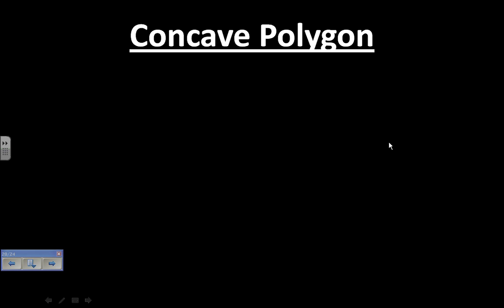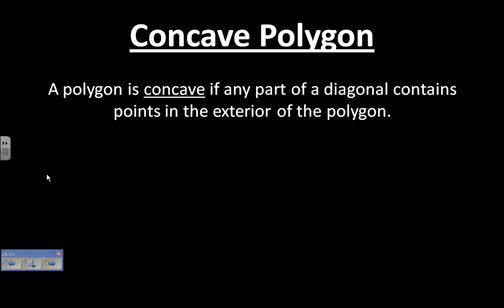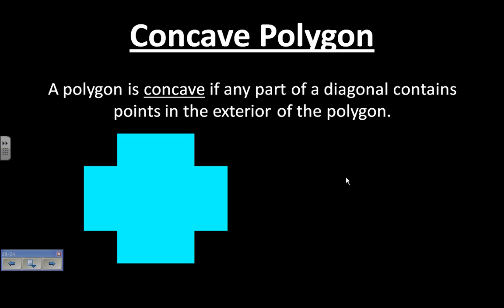All right. Concave. Think of caving in, right? What's a cave in? Things go inside. Officially, your definition is if any part of a diagonal contains exterior points, meaning if I can connect the diagonals, connect non-consecutive vertices, and it crosses outside of the polygon, it's concave, all right?